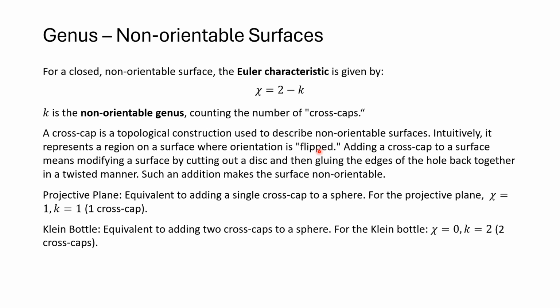In other words, where you go from clockwise to counterclockwise. And recall our lecture on orientation. Adding a crosscap to a surface means modifying a surface by cutting out a disk and then gluing the edges of the hole back together in a twisted manner. Such an addition makes the surface non-orientable.